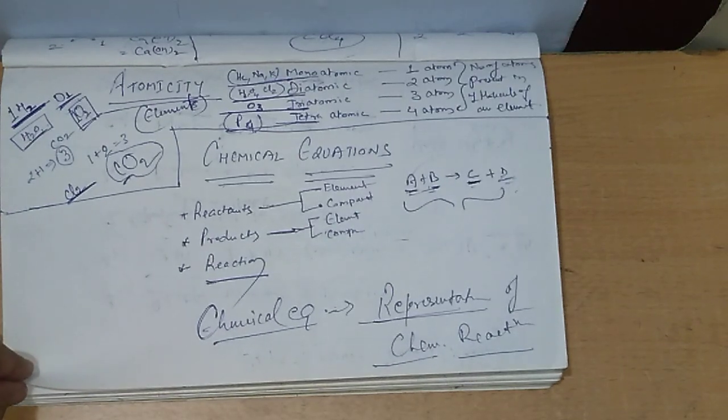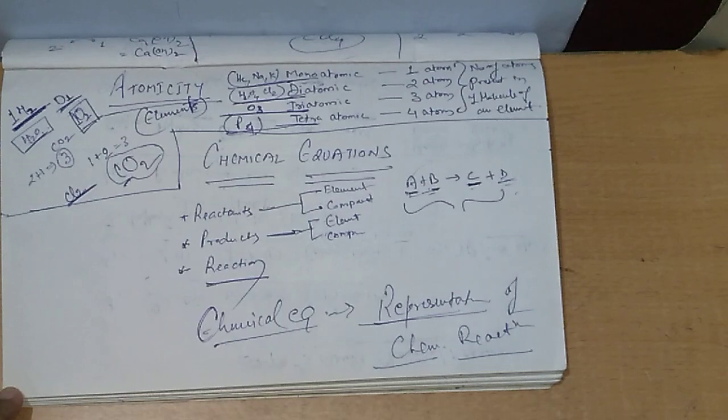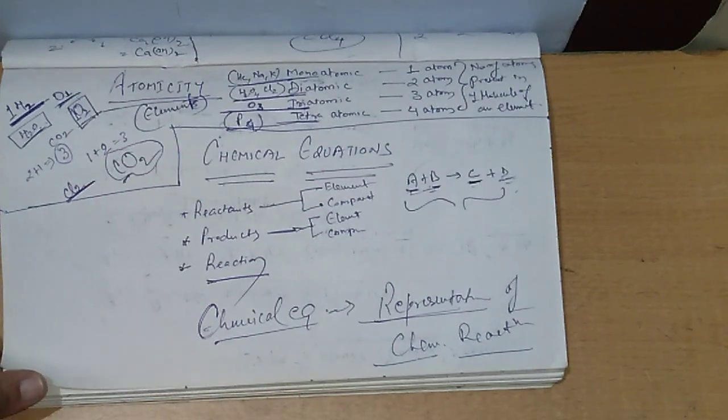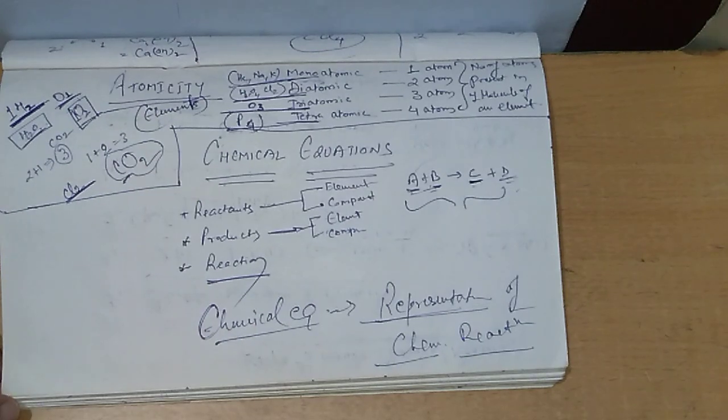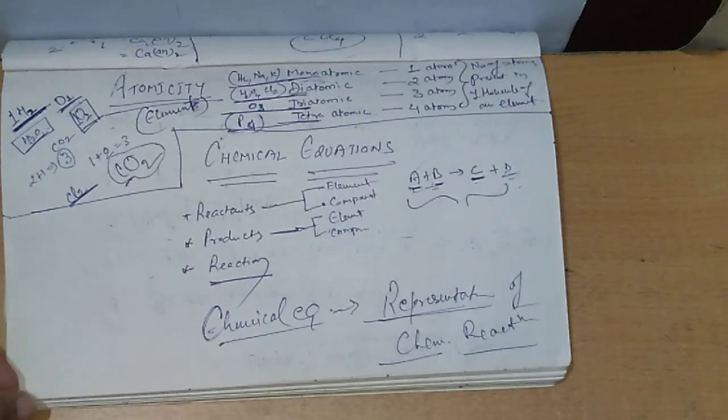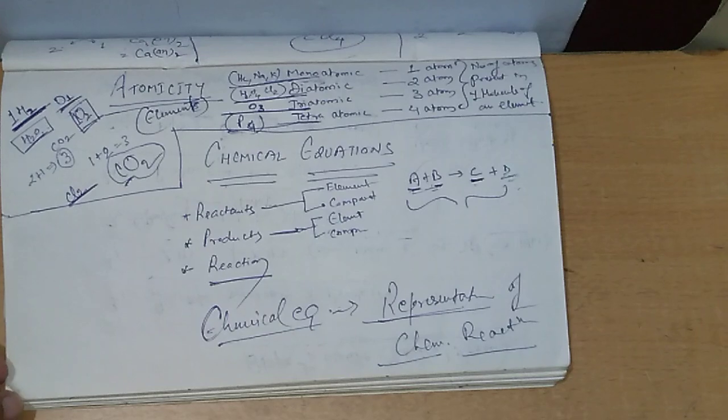After that we have to learn what a chemical equation is. As I told you, elements are represented with symbols, compounds are represented with formulas, and the chemical reactions between elements and compounds, or compounds and compounds, or element and element will be represented through a chemical equation. Clear?